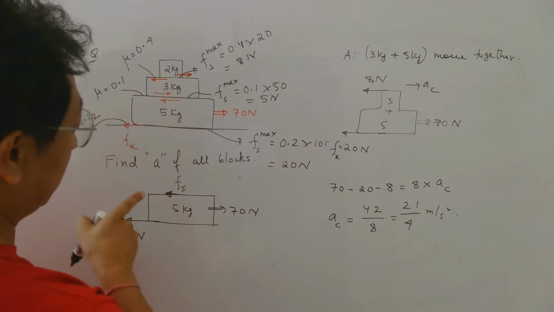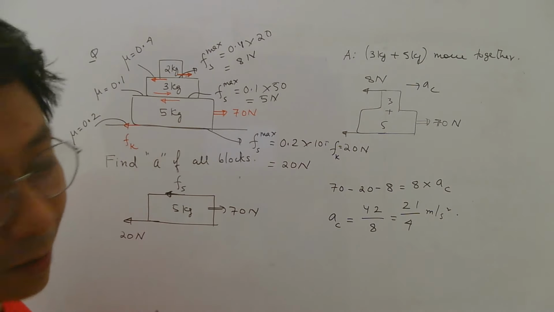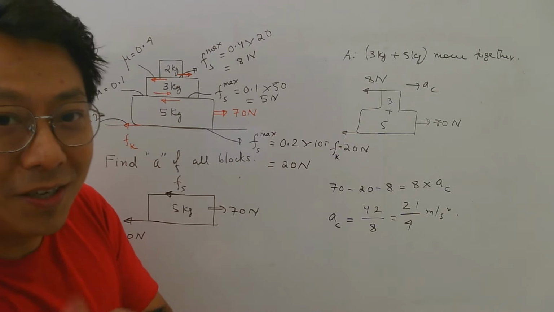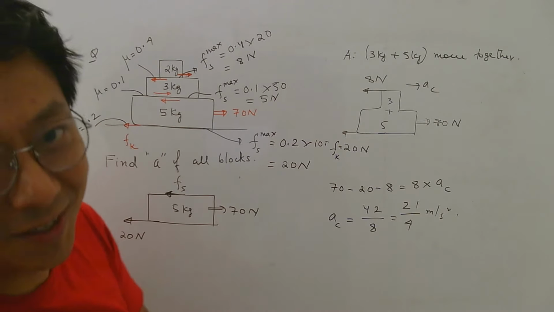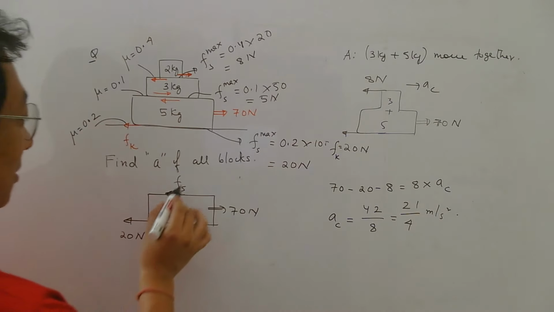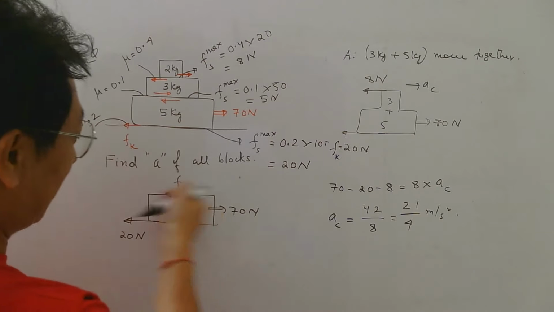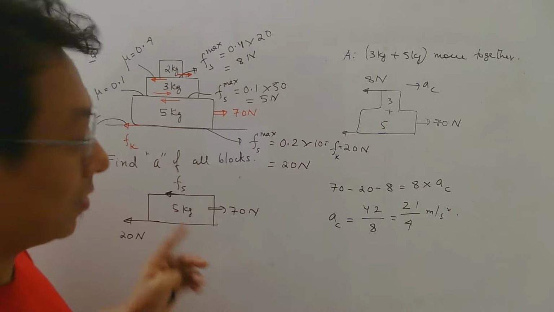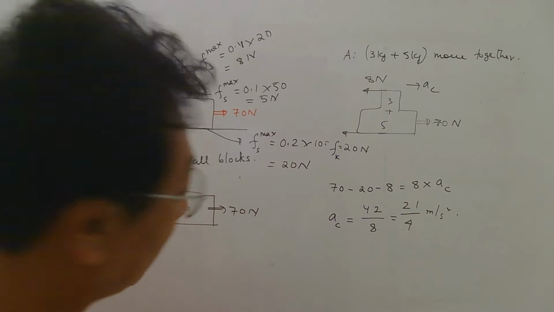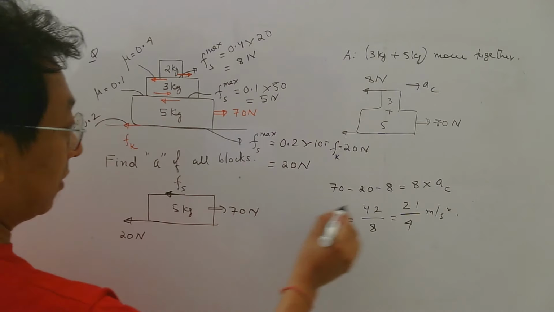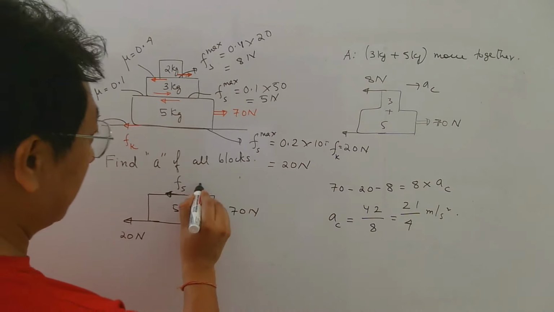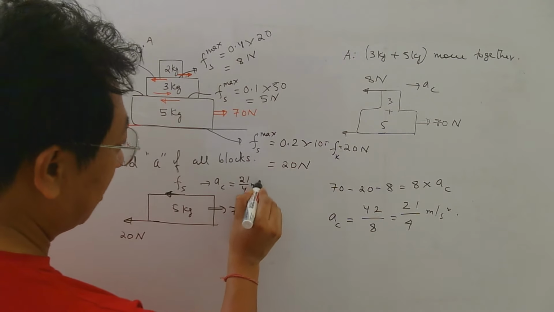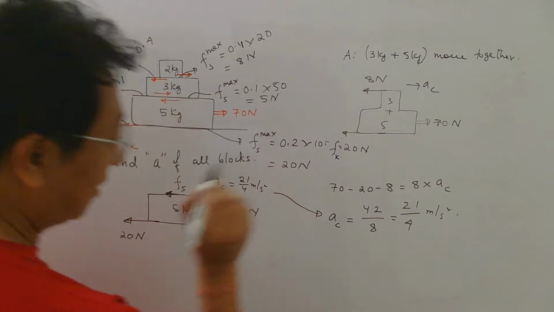Now it could be this way also, because static friction will always be that much which is needed to keep the body at rest. So let us try to see. If positive sign comes, then our direction is correct. If negative sign comes for static friction, then it means the static friction should be this side. Anyways, if they are moving together, then 5 kg also should move with what acceleration? 21 by 4, same as the one we calculated here.